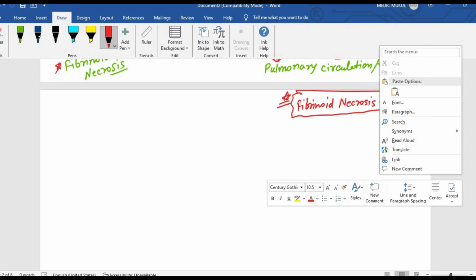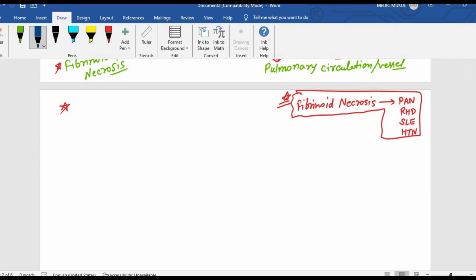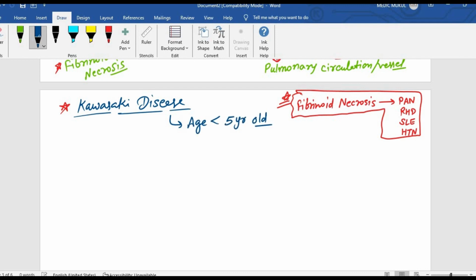The next one is very, very common, only seen in children. So what is that? Kawasaki disease. It is common in Kawasaki disease. We already studied this in the Krok one, where I taught you about scarlet fever, and below scarlet fever, we discussed Kawasaki disease. Kawasaki disease is more common in age less than 5 years old.